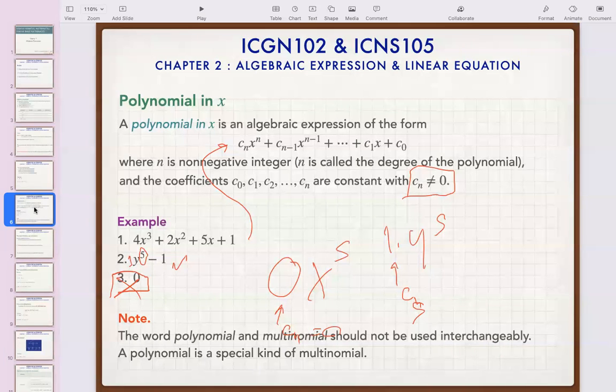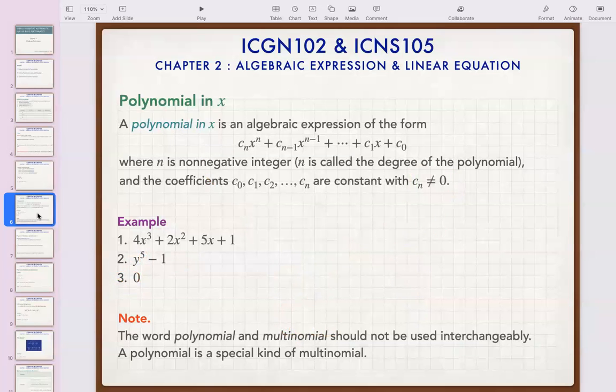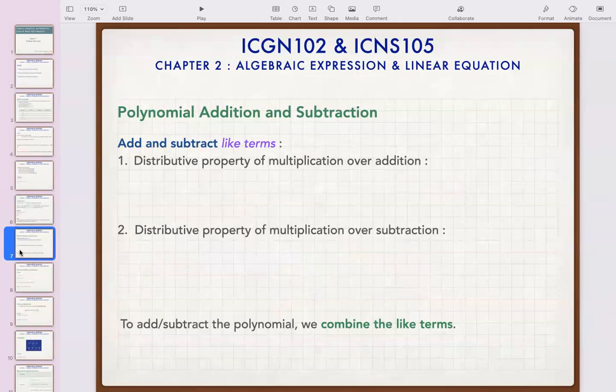Okay. So when you have these ideas of the polynomial in x already, the next thing we have to learn is the properties of the polynomials, on the next slide. Before I talk about the next slide, do you have any questions for this slide? If you don't have any questions, let's move on to the next slide. On the next slide, we talk about the distributive property of multiplication over addition. Just one below.